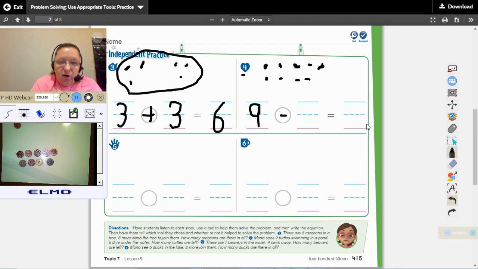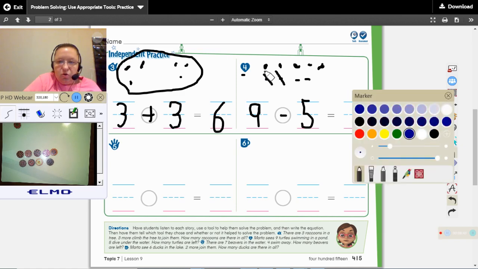5 turtles dive under the water. How many were under the water? 5. That's how many we're taking away. So we write our 5 and we put a mark. 1, 2. We're going to do that in a different color so you don't get confused.